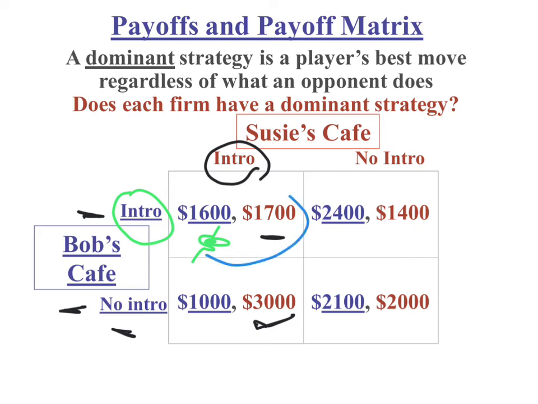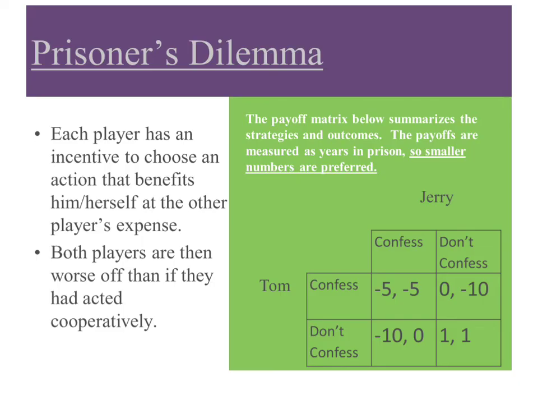They're going to end up here with this particular set of payoffs because they're both going to intro. They both go ahead and introduce the breakfast sandwich, and Bob will get $1,600 and Susie will get $1,700. Okay, that square right here ends up being where both players have played their dominant strategy.